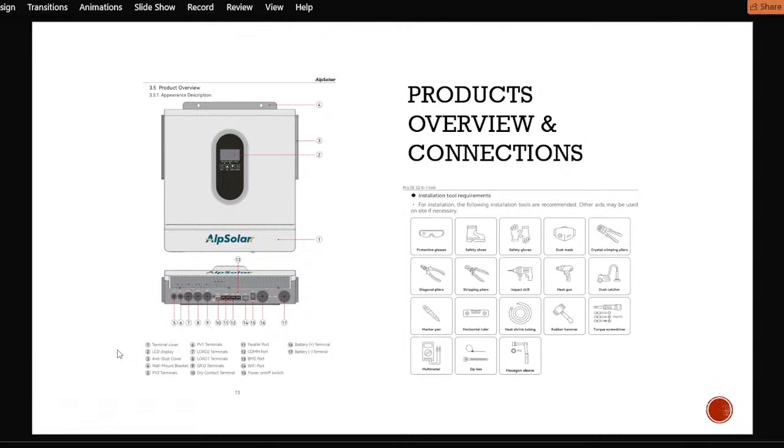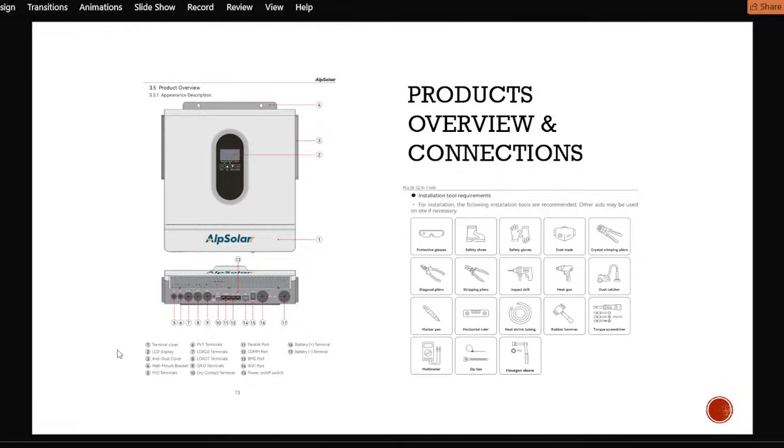So this is just the overview, and you can see the numbers. The first one you are seeing, number 1, is the terminal cover. I've requested that they bring the 11 kilowatt inverter. I hope we are going to see it physically so that we can follow better. So that is the terminal cover, number 1. Number 2 is the LCD. Number 3 is the anti-dust cover. It's right here. It prevents dust from getting into the inverter. And number 4 is your mounting bracket to mount the inverter on the wall.